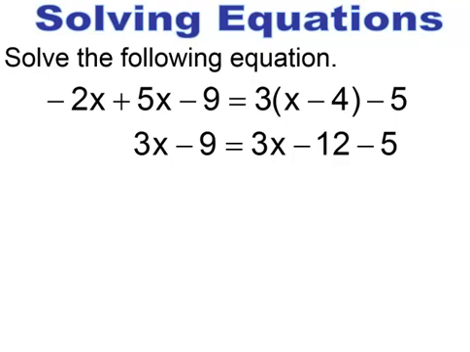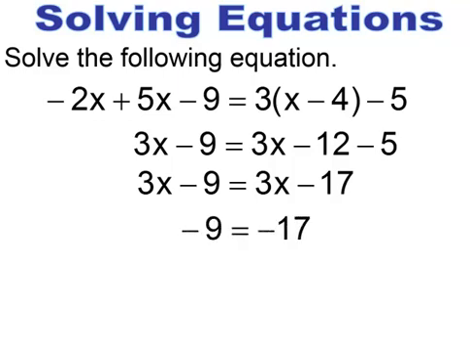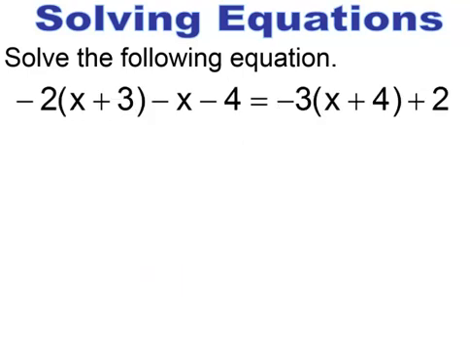Again, you did the distributive property here. We combined like terms. We ended up with 3x minus 9 equals 3x minus 17. And when I subtract 3x from both sides, the variable's eliminated. And I get a negative 9 equals a negative 17. This is a false statement, so there's no solution. Pause and try.